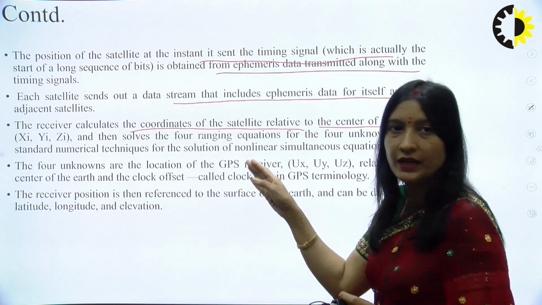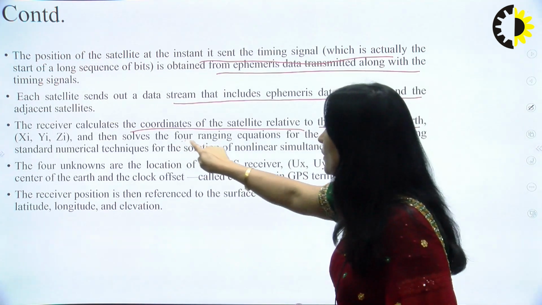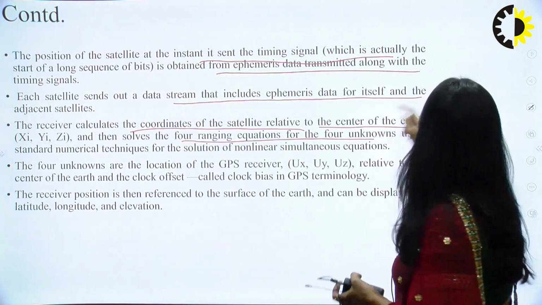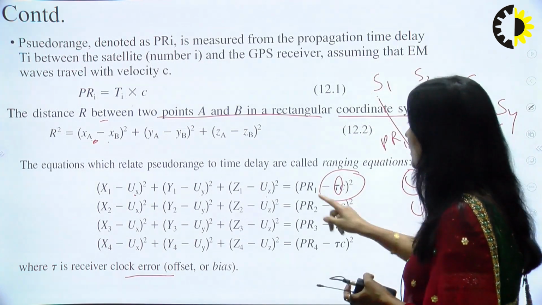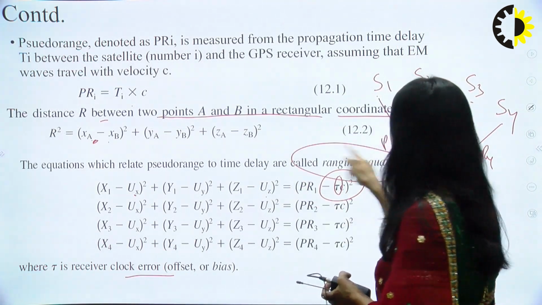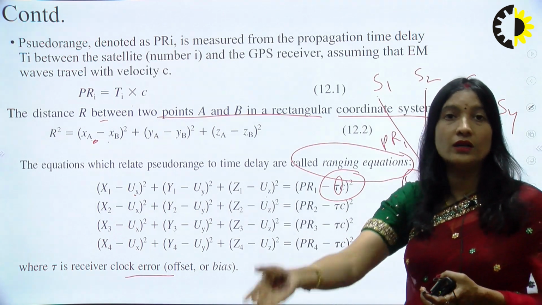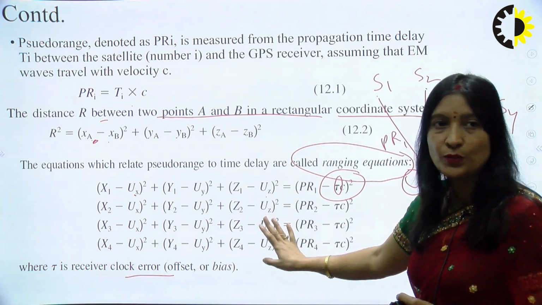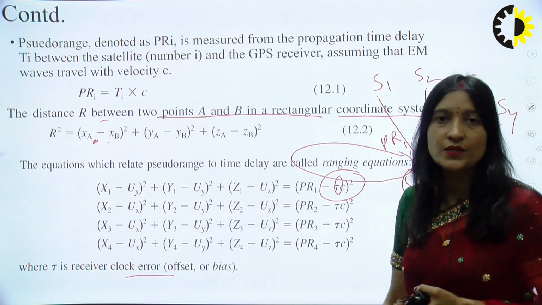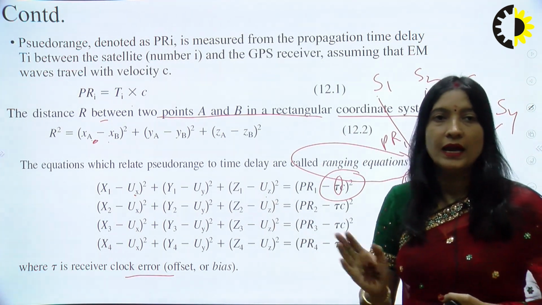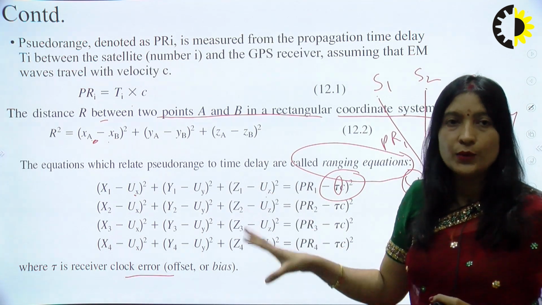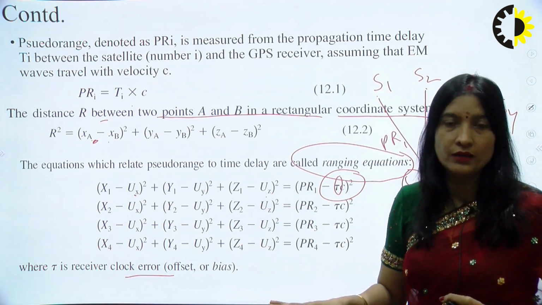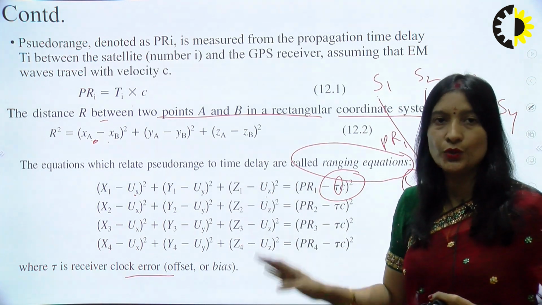Now the receiver will calculate the coordinates of the satellites relative to the center of the earth, which are xi, yi, and zi, and then solves 4 ranging equations. These equations are known as ranging equations. So if a question comes, what are the ranging equations, then you have to draw the picture and explain these 4 equations, which are known as ranging equations. And this method of calculation is known as the trilateration method, also the GPS position location principle.